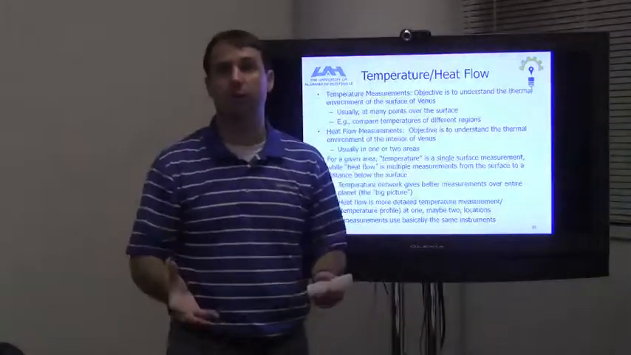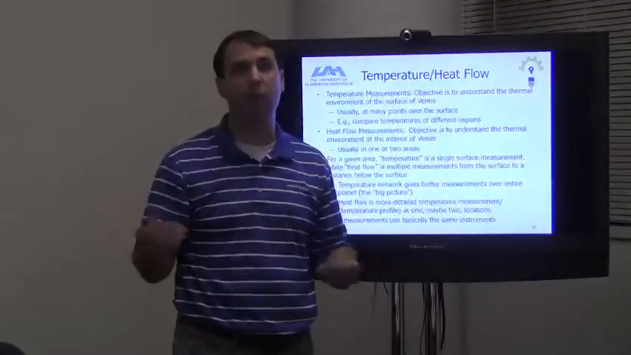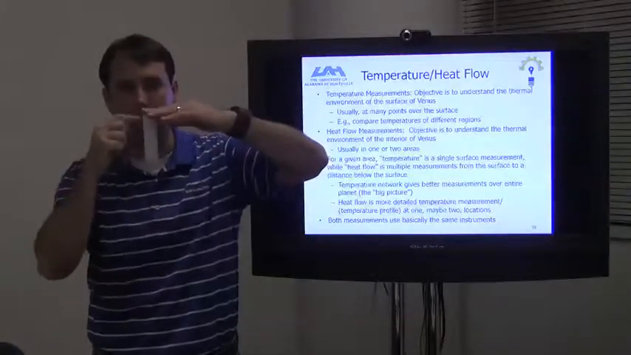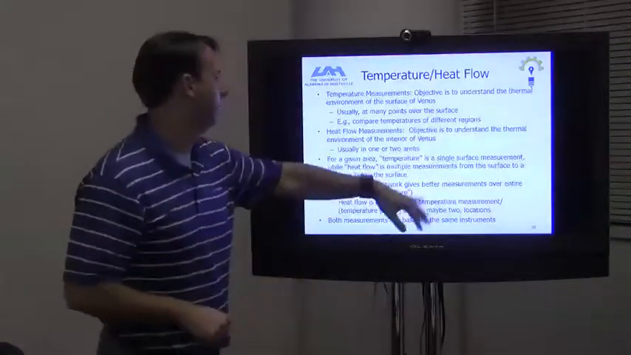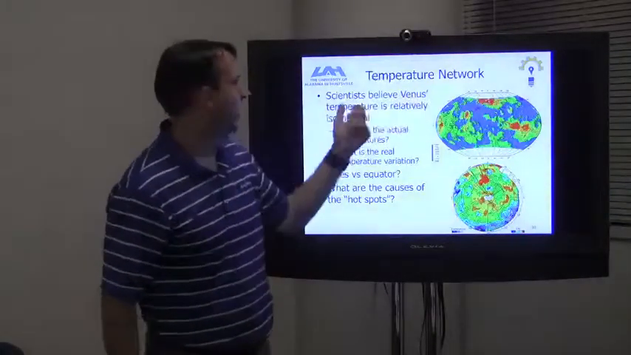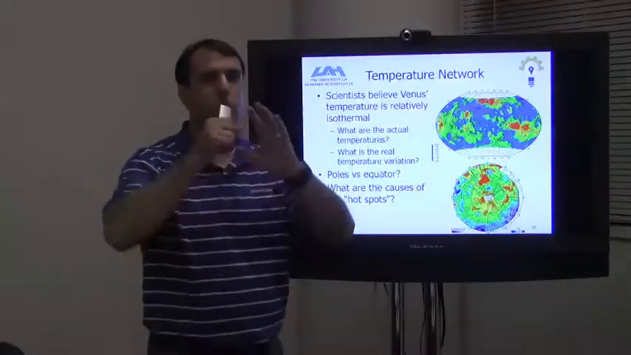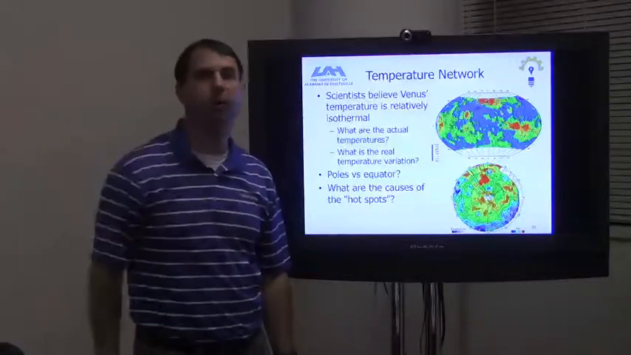Temperature measurements are surface measurements scattered about, and it's an overall world view. Heat flow is a very detailed view of one single location. You're going down and going deep at that single location. That's basically what it says there. Temperature network. Scientists believe that Venus is basically isothermal. They think it's kind of the same temperature all over the place. That's what they measured from orbit and whatnot.